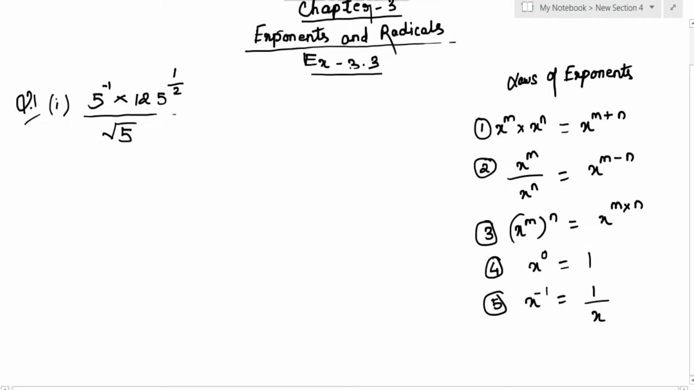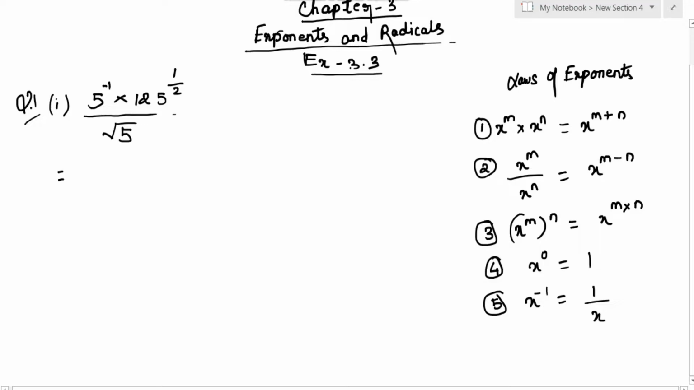This video is the continuation of part 2, chapter 3, exponents and radicals. Now we are going to start with exercise 3.3. Question number 1: 5 to the power minus 1 into 125 whole to the power 1 by 2, divided by root 5. We need to evaluate this.